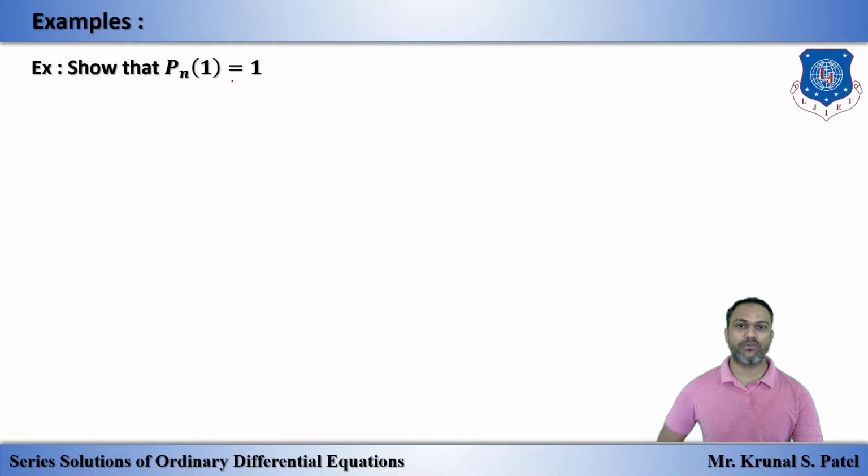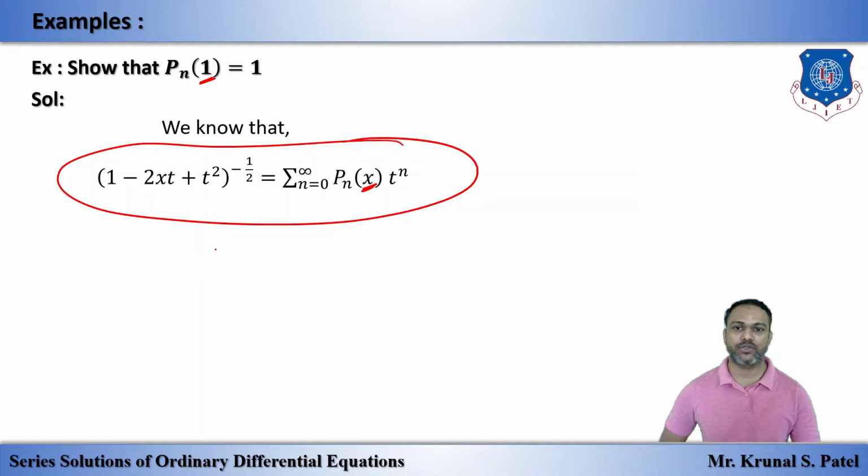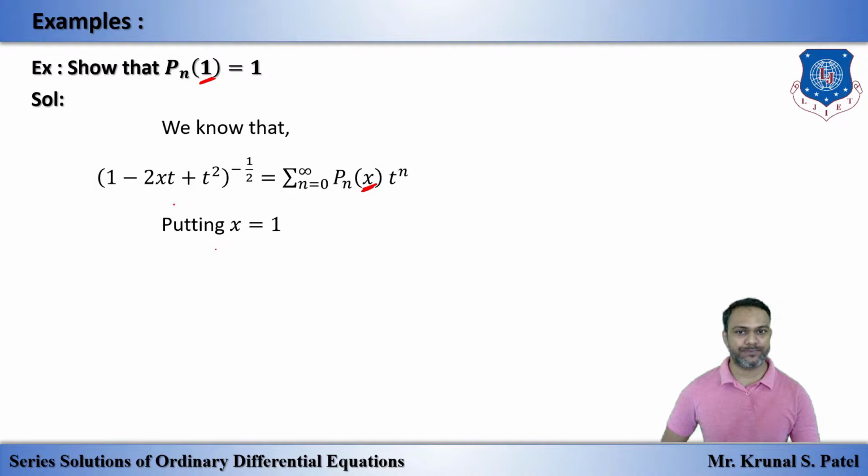Show that Pn(1) = 1. We'll start with our known formula, the generating function. Now we want to find Pn(1), so we put x = 1 on both sides. The left hand side becomes (1 - 2t + t^2) raised to minus 1/2, and on the right hand side x becomes 1, the rest is as it is.